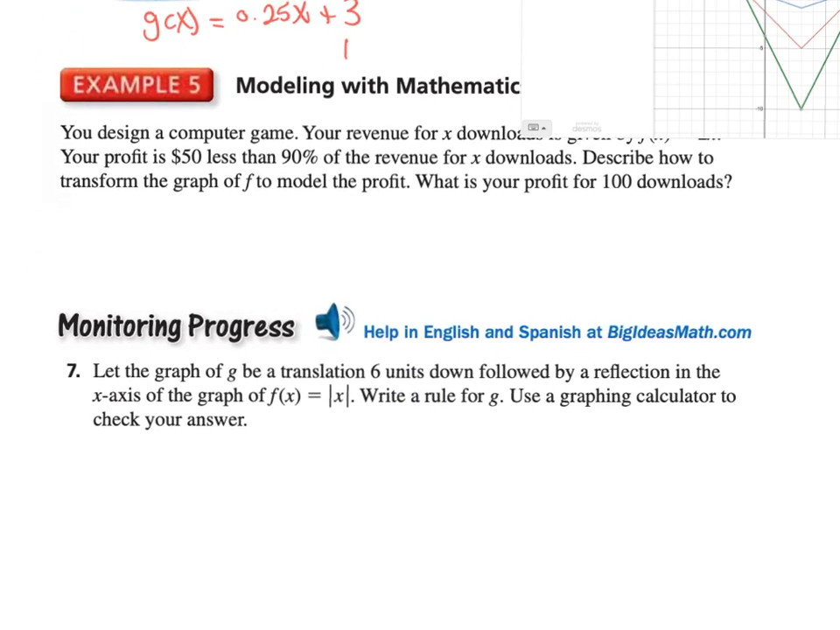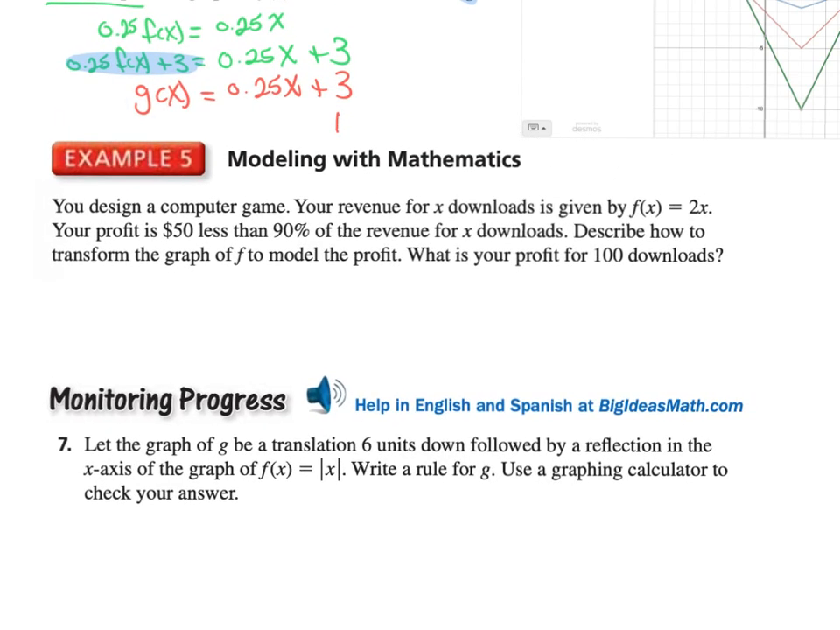All right, so let's look at example 5. Last one. Modeling with mathematics. You design a computer game. Your revenue for x downloads is given by f of x equals 2x. Your profit is $50 less than 90% of the revenue for x downloads. Describe how to transform the graph of f to model the profit. What is your profit for 100 downloads? So we've got 2 things. We have to make a function to model the profit and then use that.